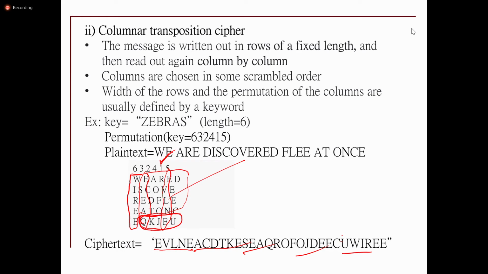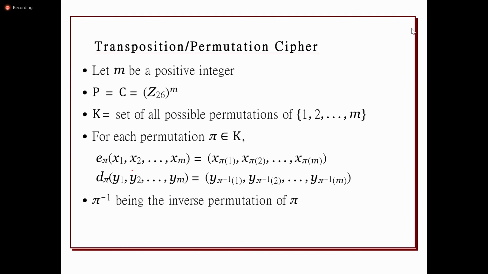And how can we get the plain text from this? Again, we need to write in a column manner, and take the ordering of the numbers, and take accordingly. So that is the transposition technique, and this transposition technique is also called a permutation technique.